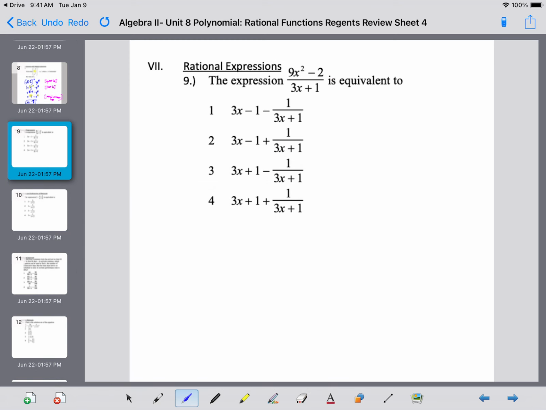Okay. The expression is equivalent to... It looks like the last term is divided by the divisor, so that's usually what you do with a remainder. So we could use division to find the quotient, right? In order to do so, let's see, can we do synthetic division? No, right? Because the leading coefficient of the divisor is 3, not 1. So we're going to have to use polynomial long division.